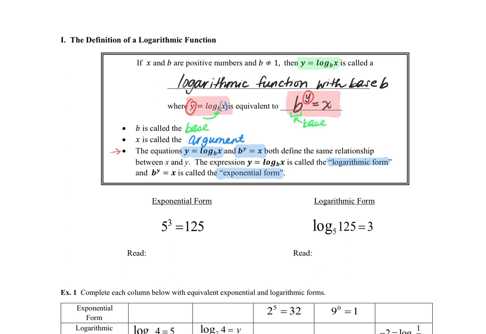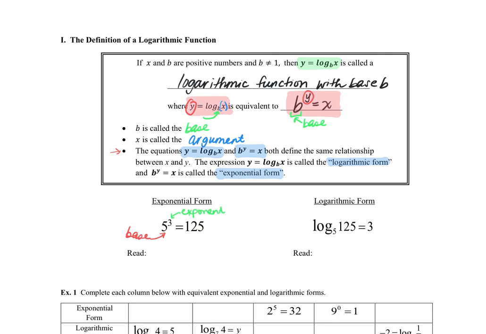So take a look at our first example. Our exponential form here is 5 to the third power is equal to 125. So again, a few things to notice. In this case, the base is 5. 5 is getting raised to the third power, and remember that the 3 is our exponent.